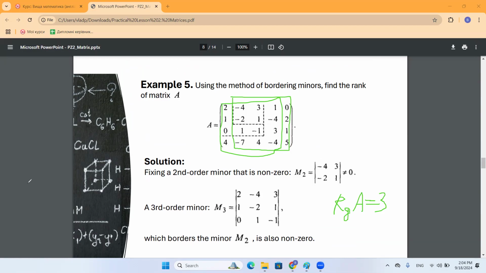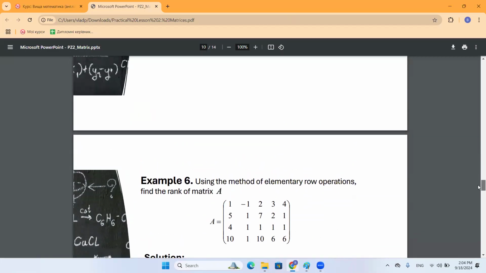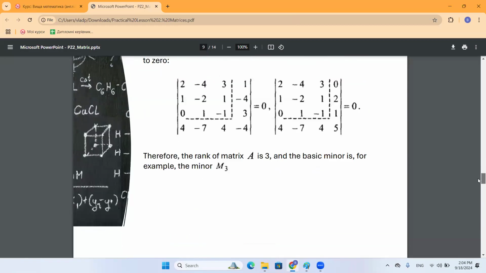And now, do you have any questions about this material? No questions. Okay, no questions for now, and we need some time to have a rest, so have a break for 5 minutes, and we will continue on calculating ranks using some methods that you already know, and also we will find the inverse matrix. And now have a rest.